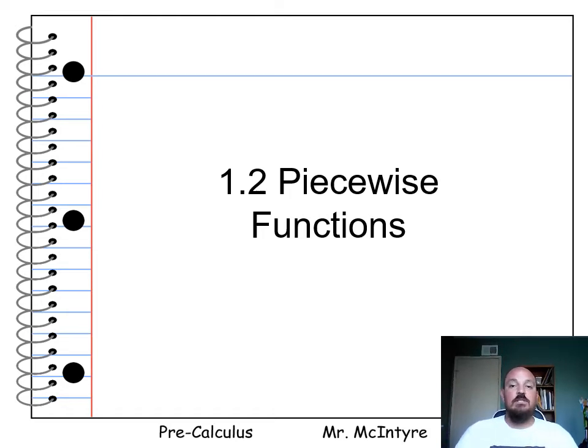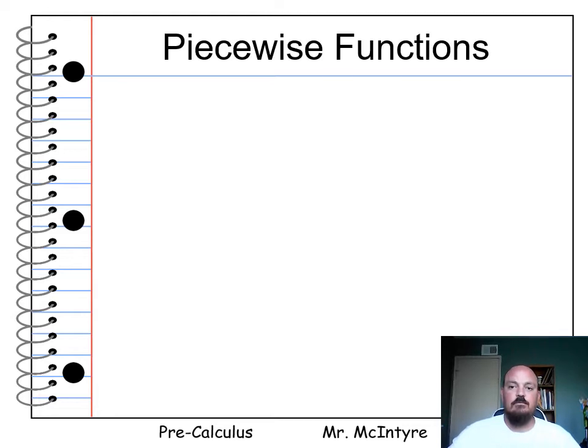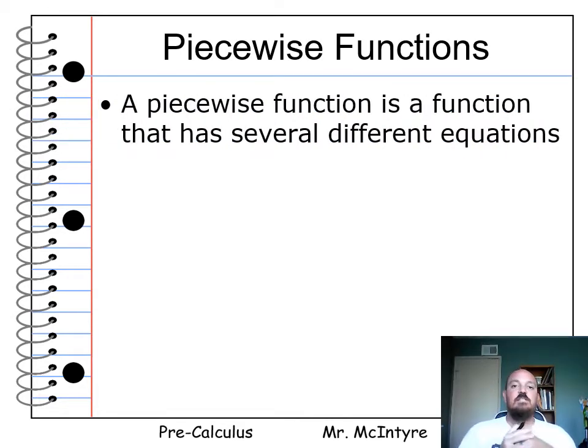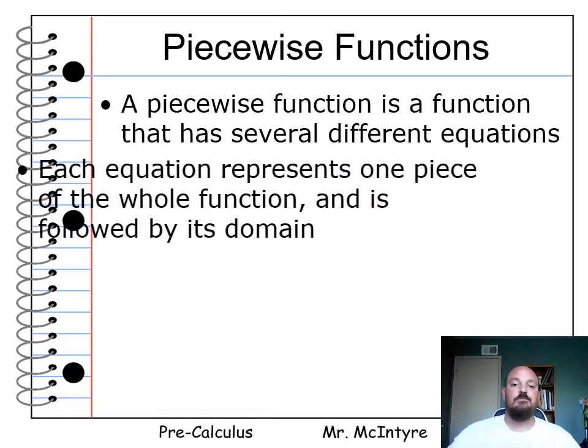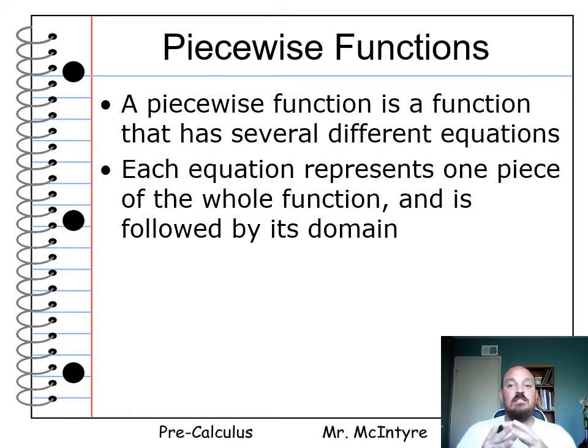All right, this is Chapter 1, Section 2 on piecewise functions. A piecewise function is exactly what it sounds like. It's a function that has more than one piece, or more than one part. So each piecewise function is going to have more than one equation, and each equation represents one part of that graph. Now, after each equation comes a domain.